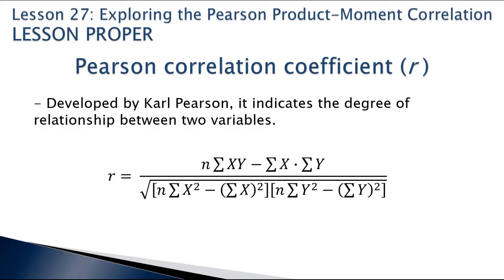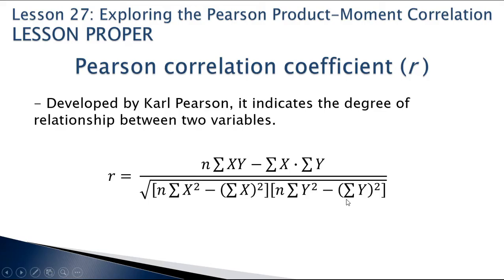r is equal to the ratio of the difference between the product of n, the population size, and the summation of xy, minus the summation of x times the summation of y, over the square root of n times the summation of x squared minus the square of the summation of x, multiplied by the difference of n times the summation of y squared minus the square of the summation of y.